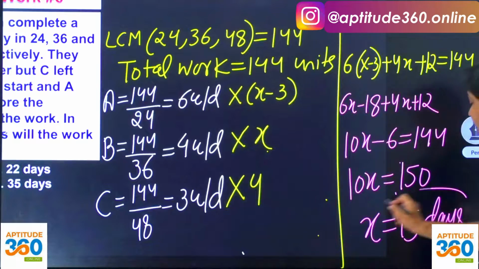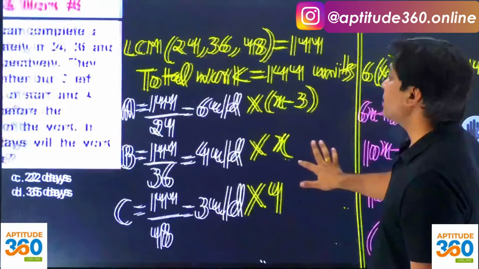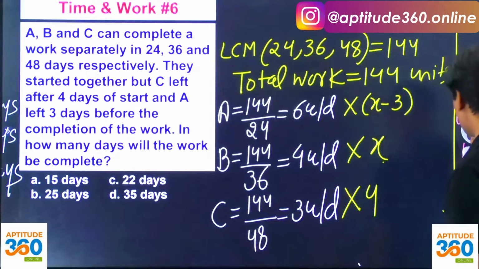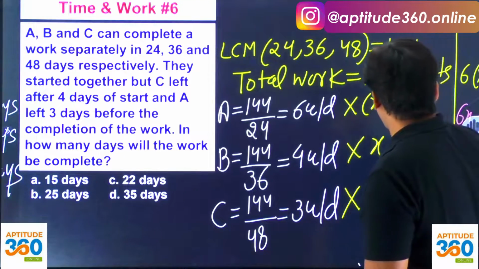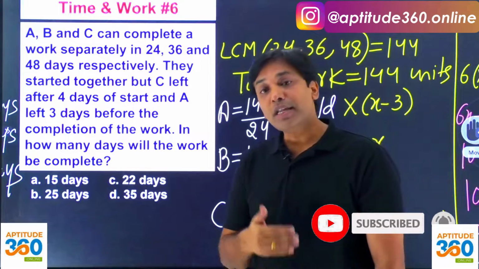तो काम कितने दिन में खत्म हुआ? As per the condition which we have been given in the problem, the work gets over in 15 days, which is option number A. Are you understanding what I'm trying to say here? What is it that I'm trying to say?